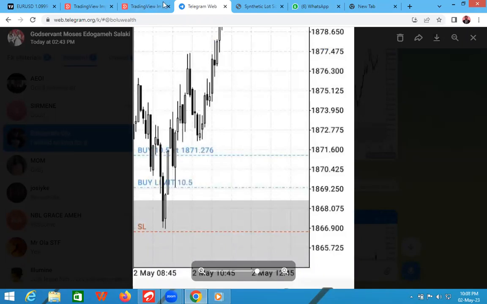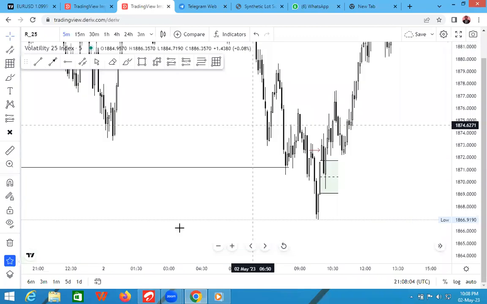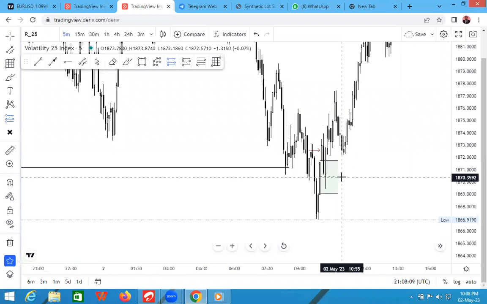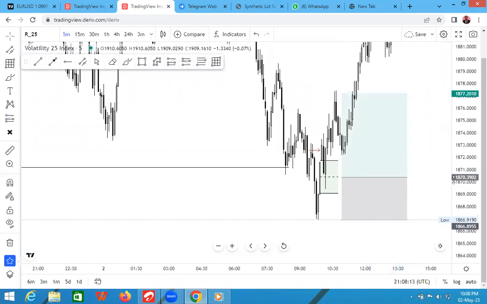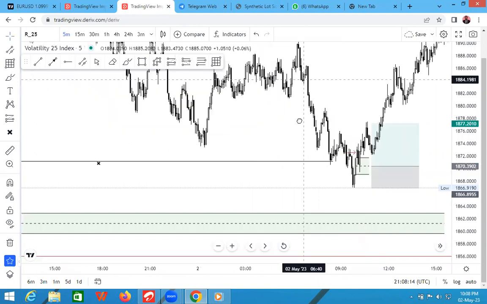Okay, I played this candle while this candle moved, and that was how I got in on that trade. And price gave a beautiful move. If I played 50%, that was it. I'd have had it here, stop loss at this low, and then I'd be targeting the top.